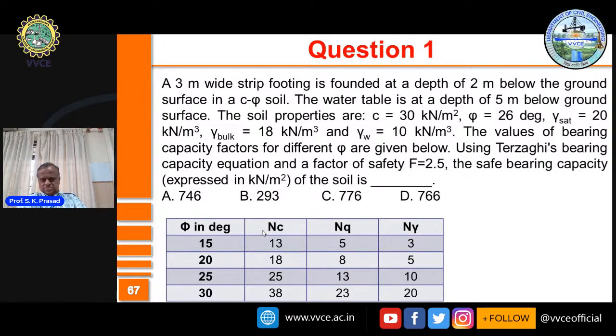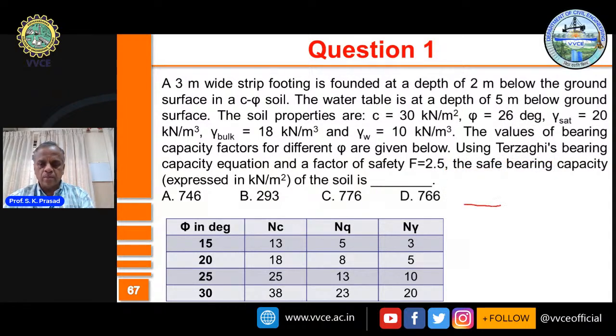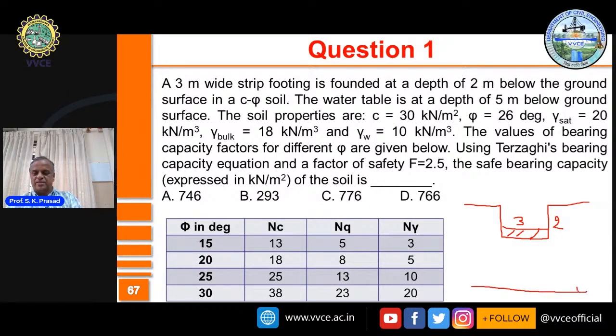Let me read the question. A 3-meter wide stiff footing is founded at a depth of 2 meters below the ground surface. Let me see whether I can try to draw. So this is the footing, a strip footing, which is 3 meters wide. It is founded at a depth of 2 meters below the ground level. The water table is at 5 meters below the ground level. This is where the water table is existing. At 5 meters, that means 3 meters below the base of the foundation.